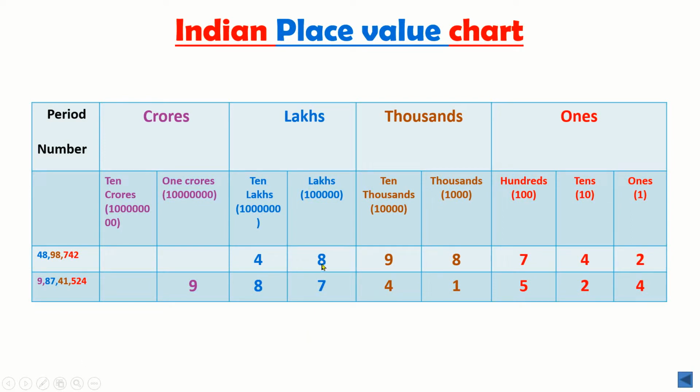So, we read the number as 48 lakh 98,742 and 9 crores 87 lakh 41,524.